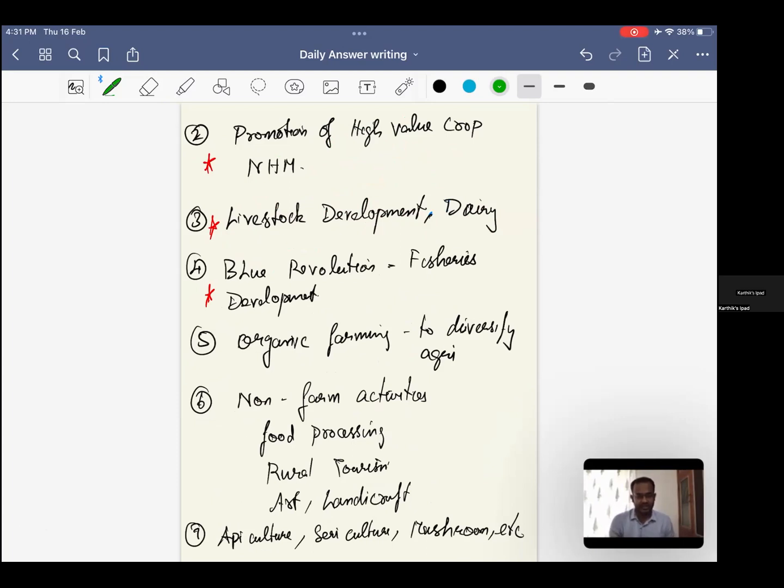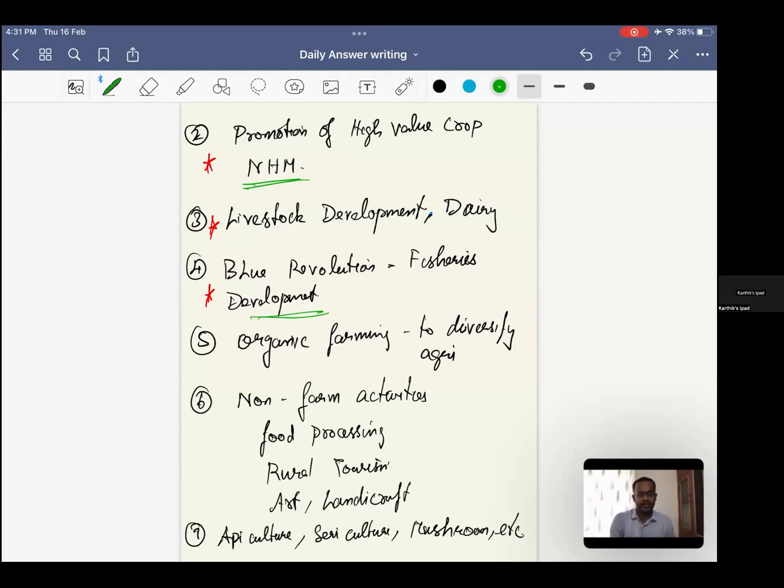Whereas the next factors, the three factors marked with a red star indication: promotion of high value crops, which comes under the National Horticulture Mission. High value crops of vegetables, fruits, medicinal plants, and plantations are largely grown. Livestock development, especially dairy and milk production. Fisheries development. If you look at the cropping area or the share of GDP from agriculture and allied activities, in the recent two decades the contribution of horticulture, livestock and dairy, and fisheries has increased, whereas the contribution of cereals, pulses, and oilseeds has reduced. This is the ongoing diversification, right?